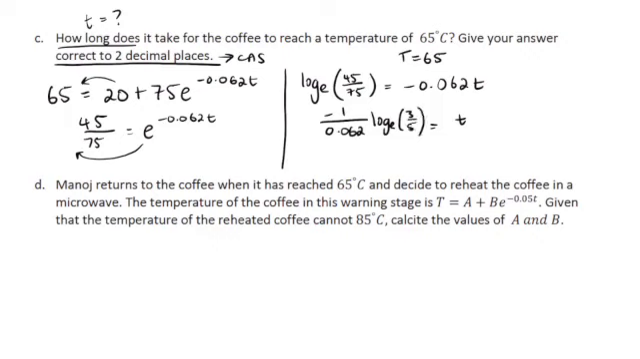Now, because it specifically said correct to 2 decimal places, we can go ahead and type that into our CAS calculator, in which case we'll get 8.24 minutes as our answer.